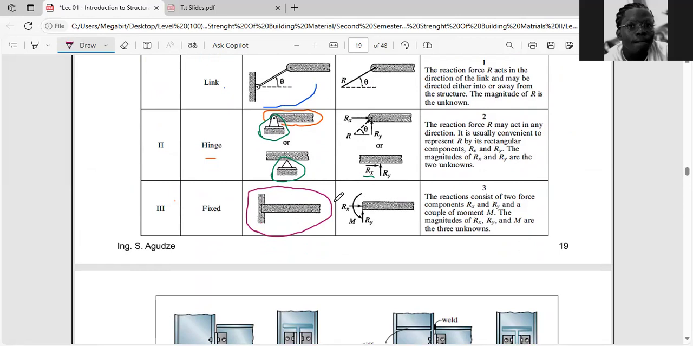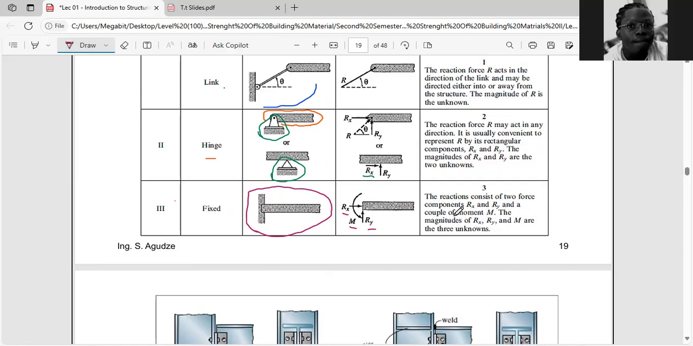The number of reactions for a fixed support is 3. The first one is your Rx, the second one is Ry, and the third one is a moment. And you can see that this time your Rx is moving to the east side, and your second reaction, Ry, is moving to the north side. But the moment has been represented as an anti-clockwise arc.